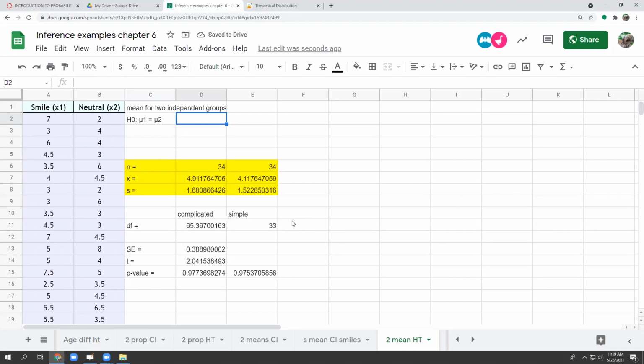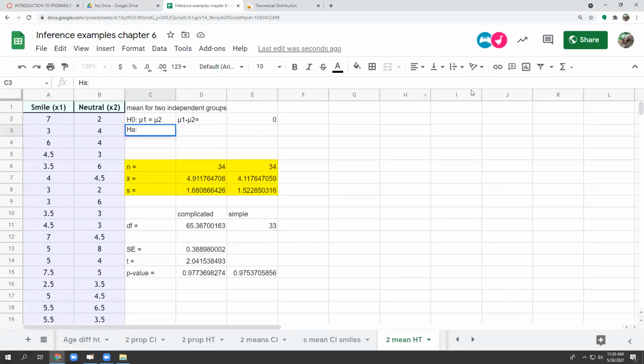Now, usually we want to look at an actual difference, not whether they're equal. So the alternative way is to say that mu1 minus mu2 equals, and then over here I'm going to put the 0. All right, what's my alternative hypothesis here? HA.